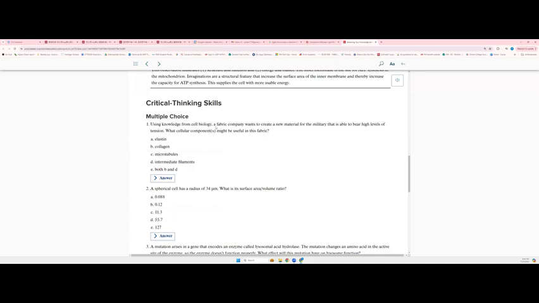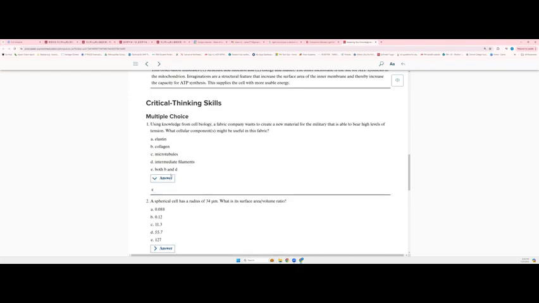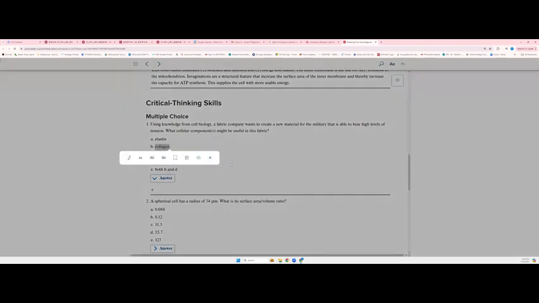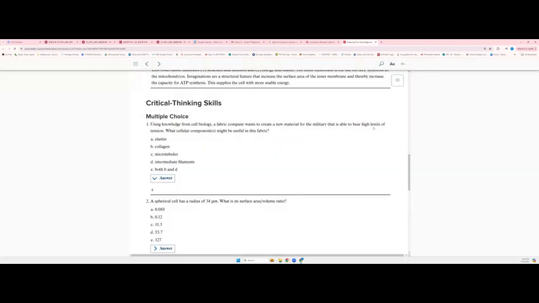Using their knowledge from cell biology, a fabric company wants to create a new material that is stable and has a high level of tension. Which of these functions might be used in the plastic? Okay, go to the tension. It should be E, both B and D, right? Because of the high level of tension, right?